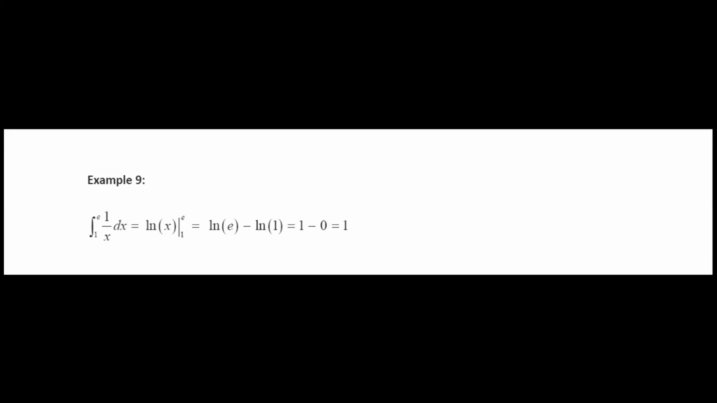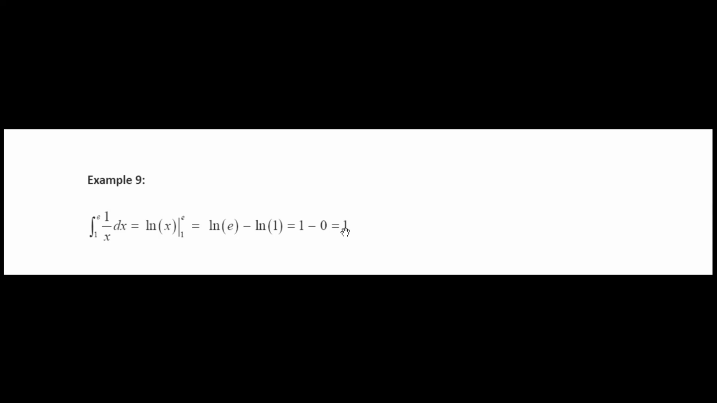Problem number 9, we want to include this one because this is our other important formula. The integral of 1 over x is ln of x from 1 to e, and this is going to be ln of e minus ln of 1. Now ln of e is 1, okay? Talked about that earlier with logs, and the natural log of 1 is 0, so this answer is just 1.